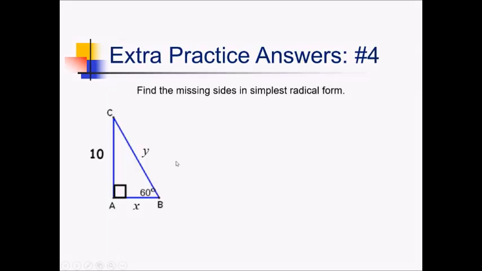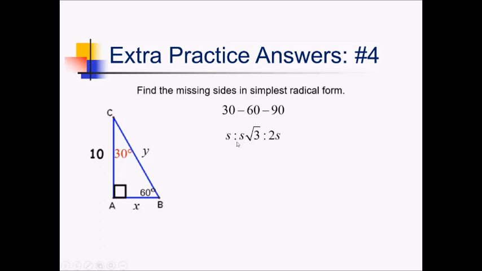The first thing I noticed trying to find missing sides on this right triangle is that the non-right angle is 60 degrees, which means this other angle is 30 degrees. So that means we have a 30, 60, 90 right triangle. And the ratio of sides for that triangle is going to be s, s radical 3, and 2s.